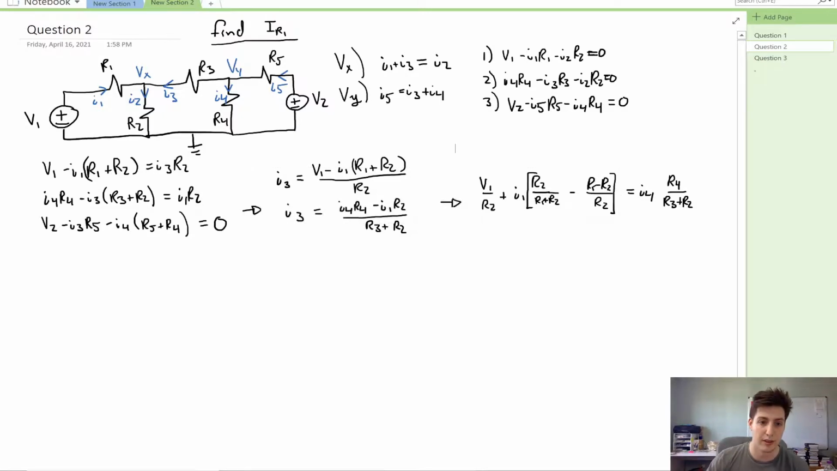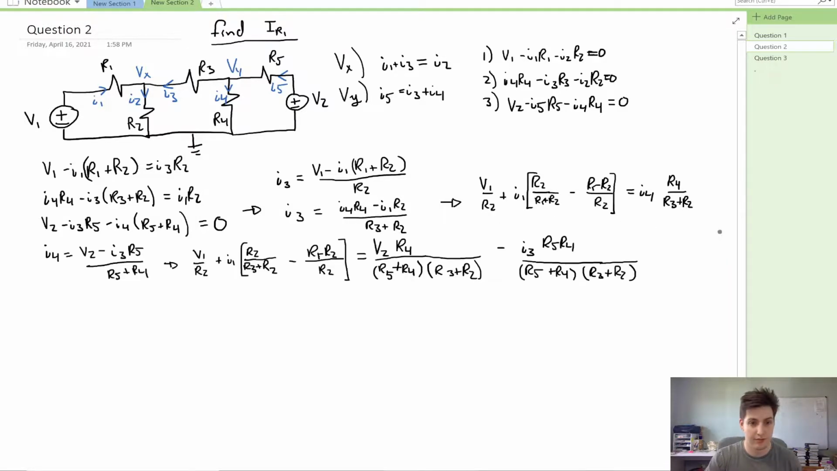So from that, we can look at the first two equations, this one and this one, solve for I3, and now that these are both equal to I3, we can set them equal to each other. So then we have this equation. Now we know that I4, solving the last equation, is equal to this. So now we know what I4 is, so we're able to plug that in right here. So we will have this part of the equation equal to this.